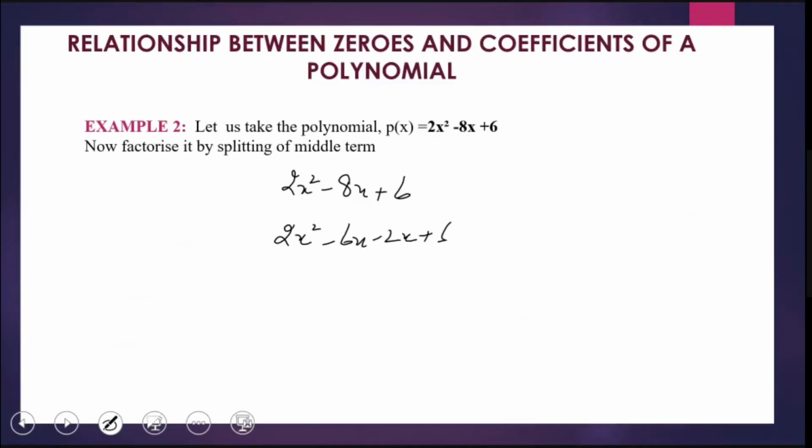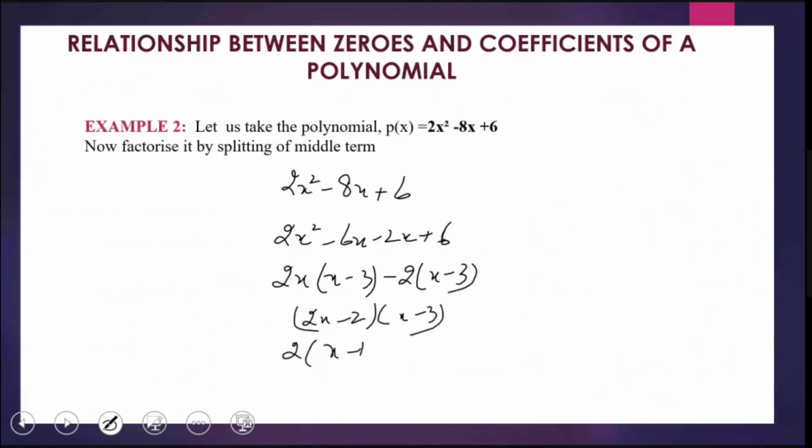I can take 2x common from here, I get x minus 3. I take minus 2 common from here and I am getting x minus 3. So I get 2x minus 2 into x minus 3, which if I take out 2 common, I get x minus 1 into x minus 3. Now, for what values will this polynomial p(x) come out to be 0? The moment I take x equal to 1, this polynomial p(x) will come out to be 0 or not?